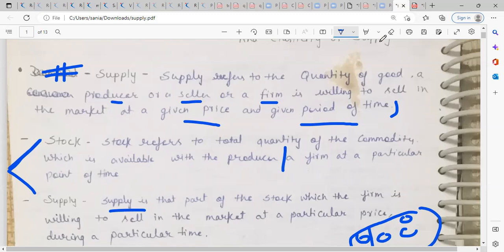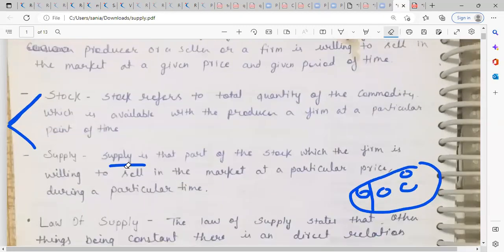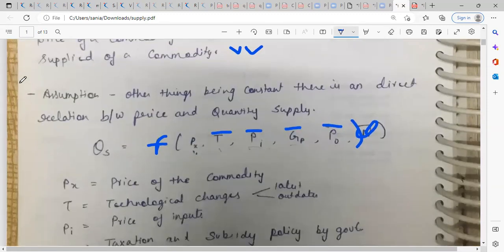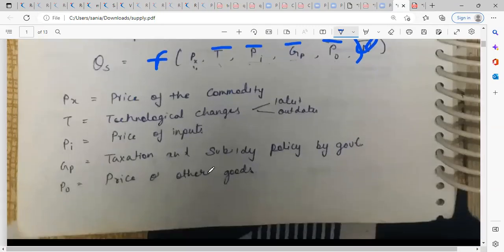You will write: differentiate between stock and supply. Okay. Then you will write about stock and supply. Clear? Stock points and the supply point. Then you will write again, there will be a hashtag for you. Then that will be law of supply. You will write this and then hashtag assumption. Then you will write it till here.